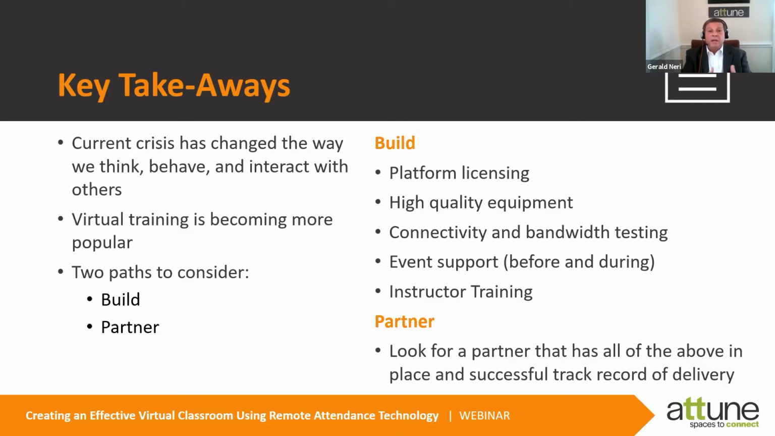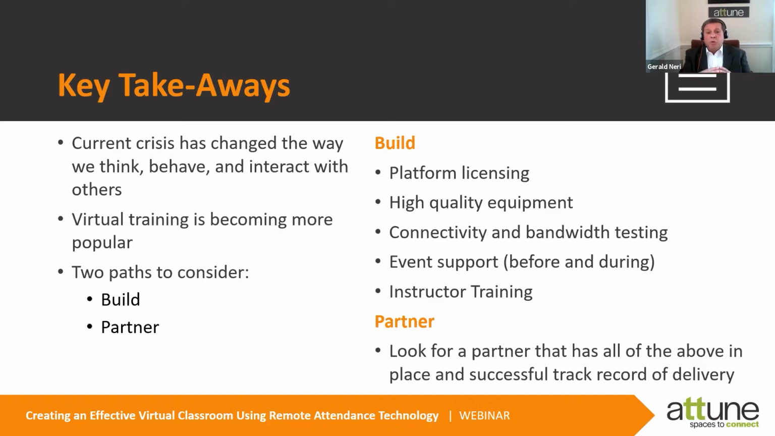Certainly the platform licensing, as Matt mentioned earlier. There are a number of platforms out there, Zoom, GoToMeeting, BlueJeans, Adobe Connect, et cetera, as well as dozens of others. So you want to make sure you have the licensing in place. High quality audio and video equipment, the microphones, the cameras, et cetera, would need to be in place for a quality event. Connectivity and bandwidth testing, making sure that you test the environment before you deliver the class to make sure that remote attendees can get connected and you have sufficient bandwidth to conduct the event.